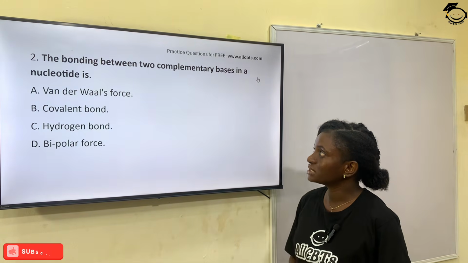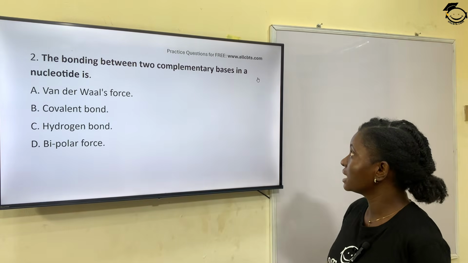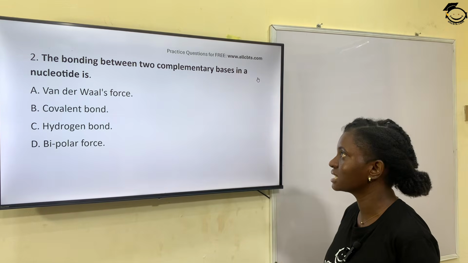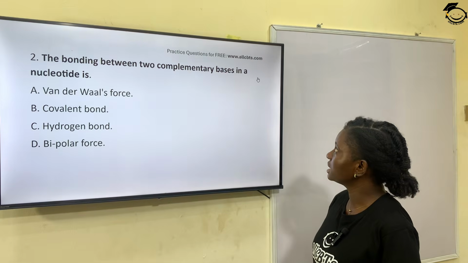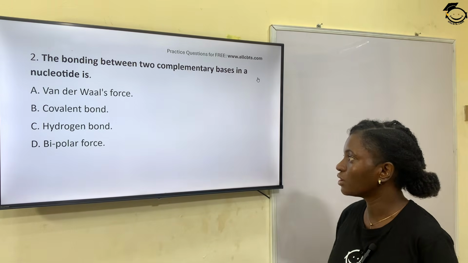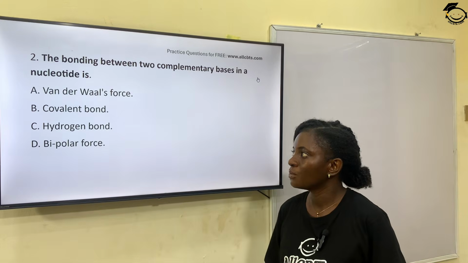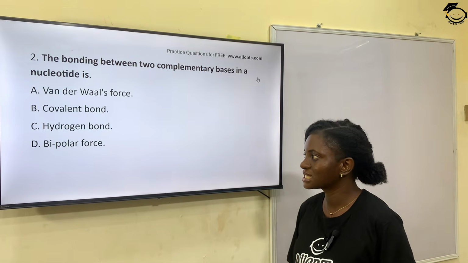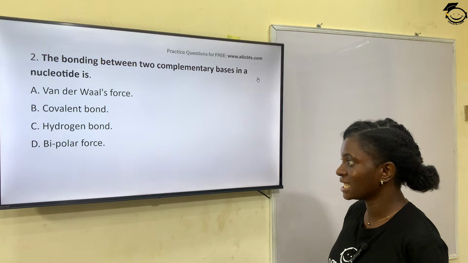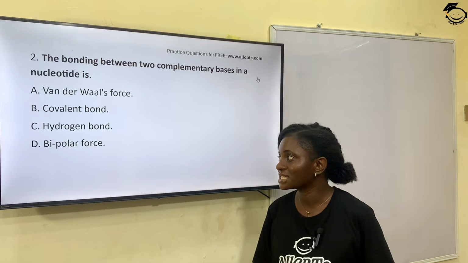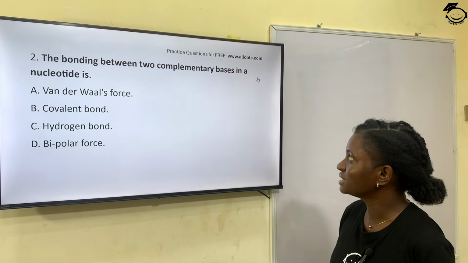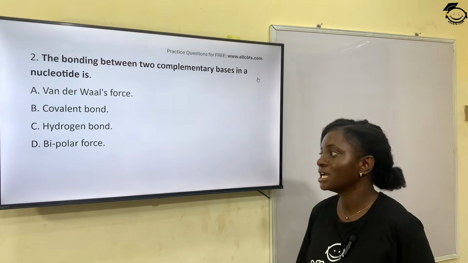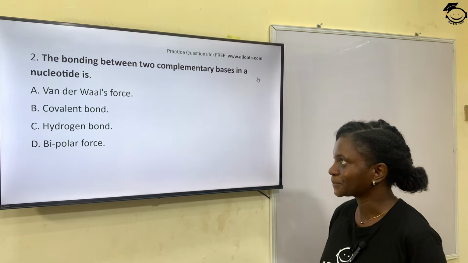Question 2. The bonding between two complementary bases in a nucleotide, the bonding between two pairs of bases like adenine to thymine, is bonded by which of the following bonds here? A. Van der Waals force, B. Covalent bond, C. Hydrogen bond, D. Bipolar force. The correct answer is hydrogen bond. Hydrogen bond is responsible for bonding two complementary bases in a nucleotide. So the correct answer is option C.